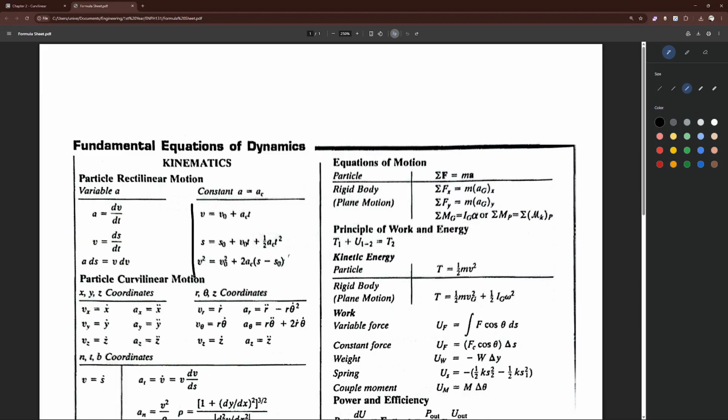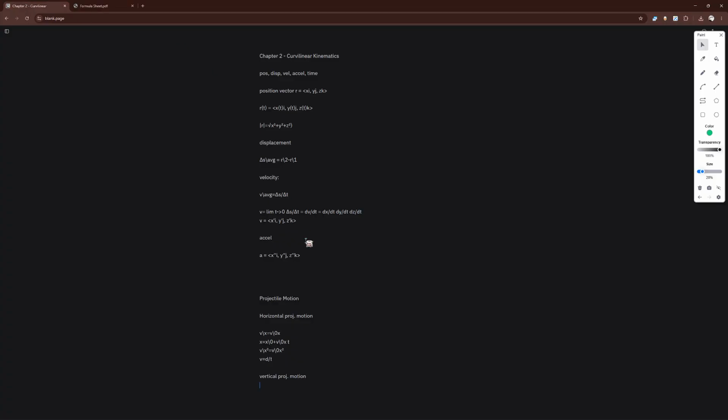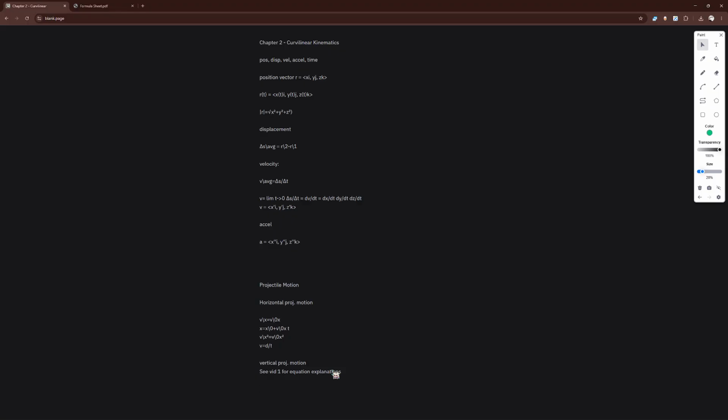So you'll be using these formulas, nice and easy for projectile motion. Nothing really difficult about them. See vid 1 for equation explanations. Anyways, that's it for this chapter. Really short chapter. Again, this is like high school, especially projectile motion. I did this in high school. I'd expect most people would have done this in high school. So there's like nothing that new, honestly.